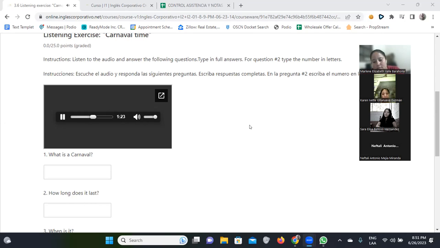Page 52, Exercise 5, Part B. Listen again and answer these questions.